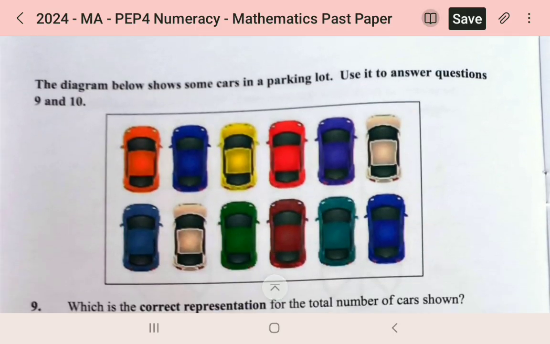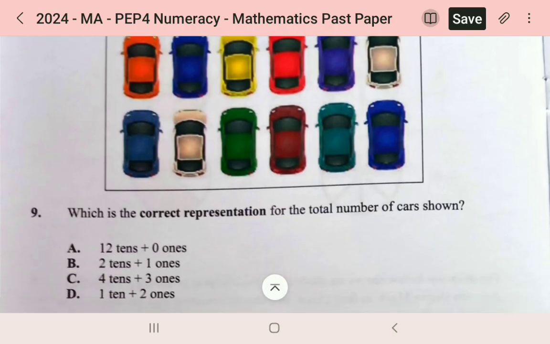This looks like something from a grade 5 paper. Some grade 5 performance task, I think, not sure. Alright, the diagram below shows some cars in a parking lot. Use it to answer questions 9 and 10. Which is the correct representation for the total number of cars shown?